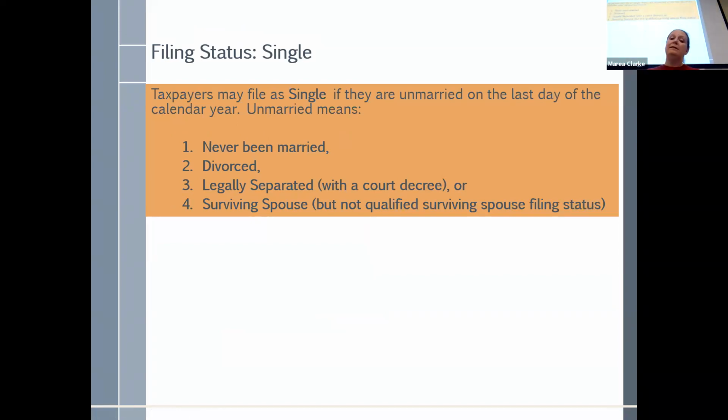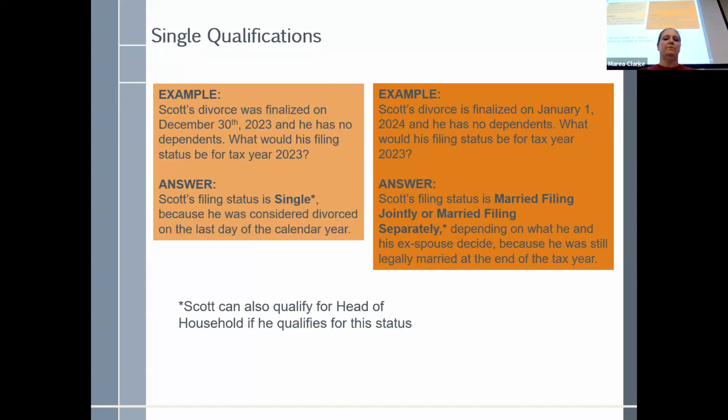And so unmarried means either that you've never been married, that you are divorced, that you are legally separated with a court decree. So not just living apart, but legally separated, or you are a surviving spouse, but you don't have a dependent to qualify for that surviving spouse category, right? So essentially single, right? There's no choice, no option in any of these things. This is what your situation is. That is what your filing status is.